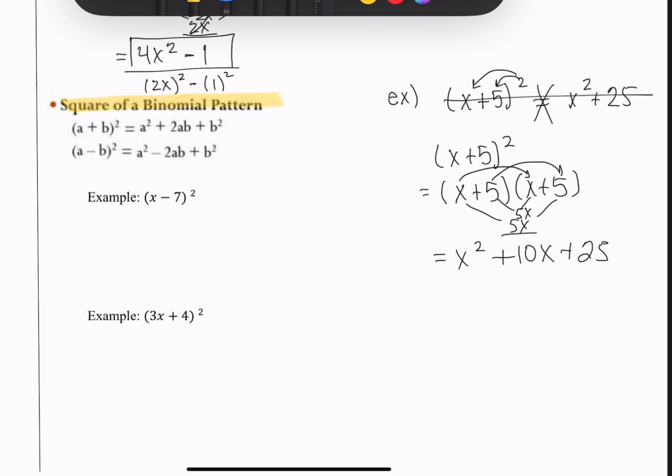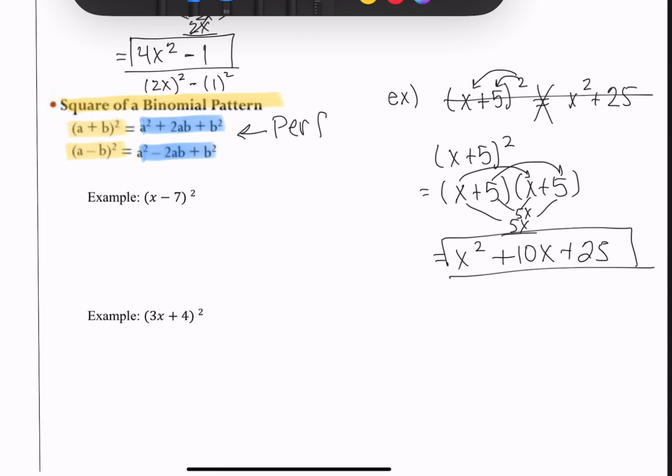So notice, if I square a binomial, I end up with what we call a perfect square trinomial. This is correct. So these right here are our squares of binomials, and when we multiply them together, notice we don't end up with another binomial. We end up with what we'll call perfect square trinomials. I'll use a different color. These guys here are what we call perfect square trinomials.